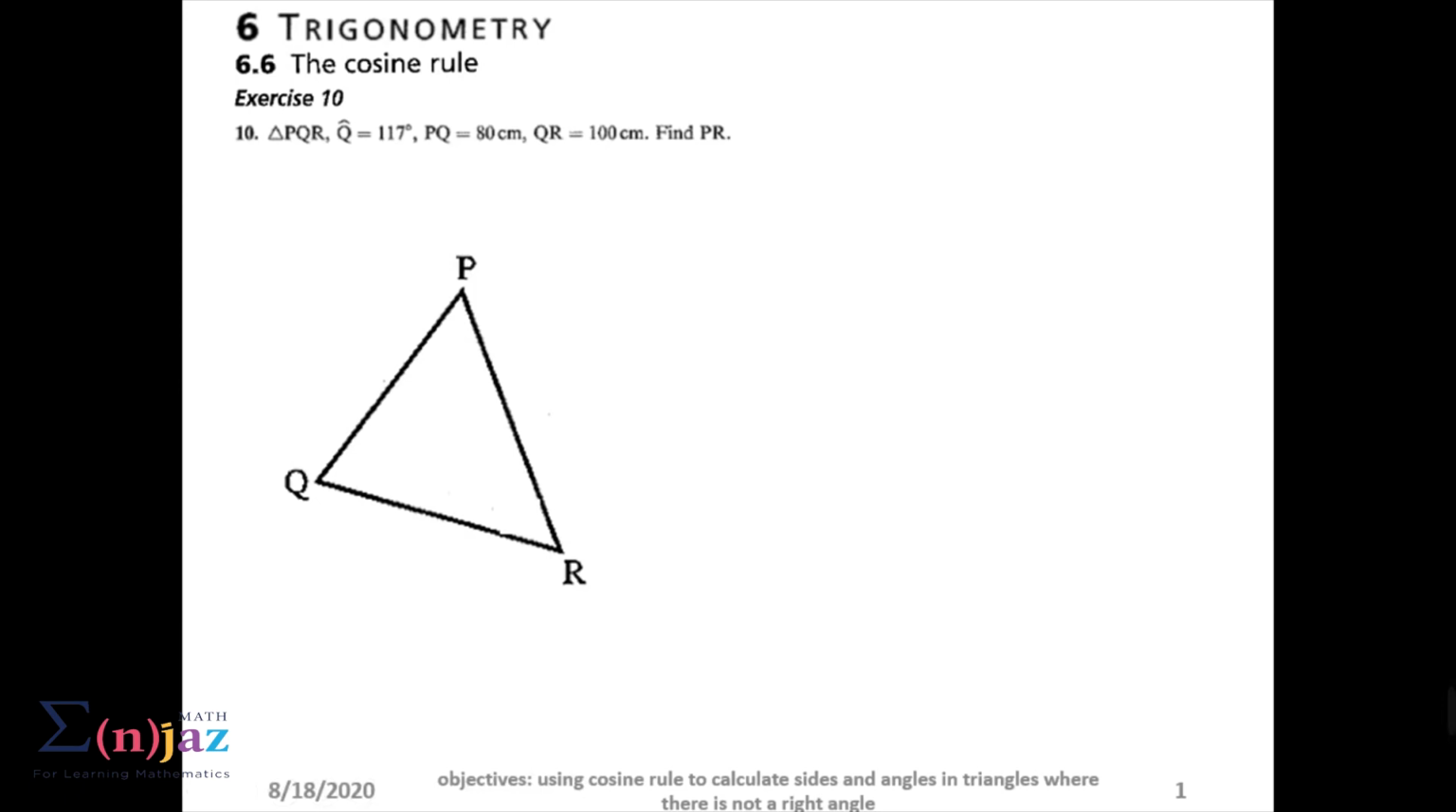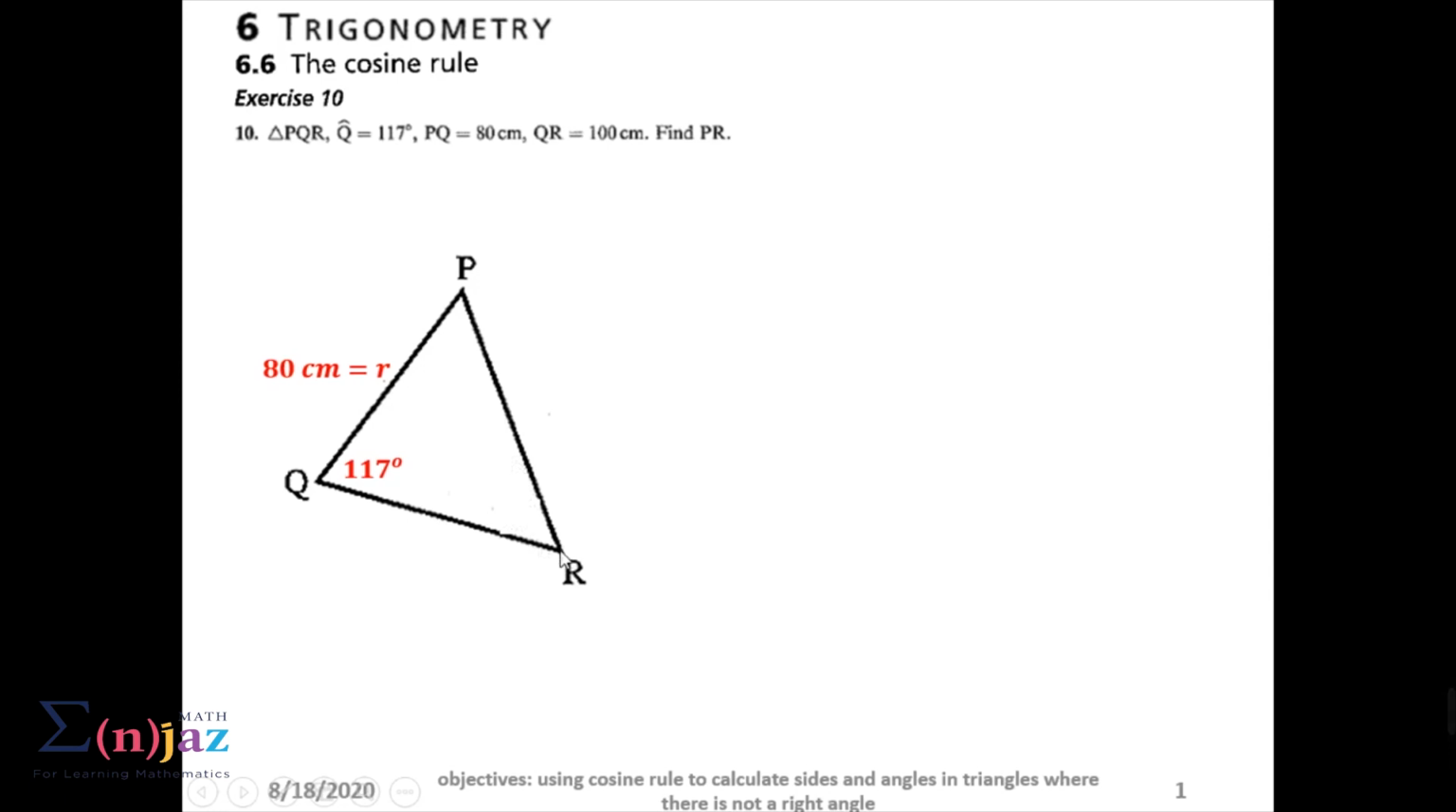As you can see, they're telling you that angle Q is equal to 117 degrees. So you place the given number in here, that is angle Q. And PQ is actually equal to 80. Why did I name PQ as small r? This is corner R and this is angle R. We normally give the angle a capital letter with the degree sign on top.